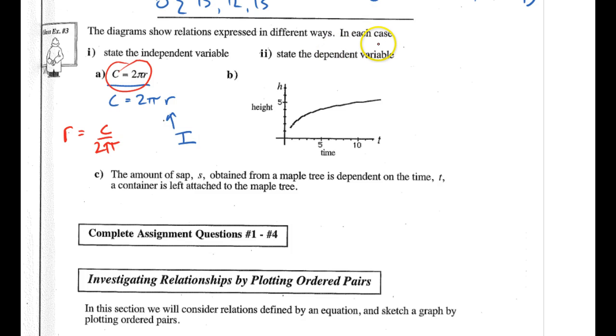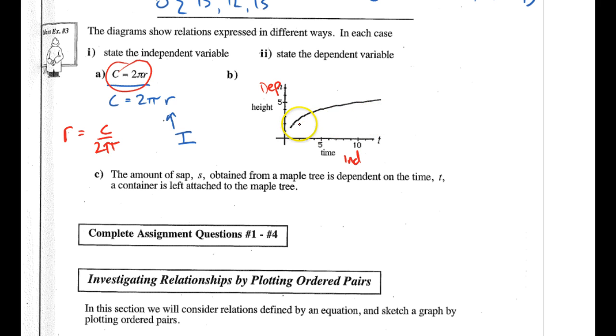All right, look at this one. State the dependent. Well, this one is time. Time is usually the independent variable, and the height is the dependent. Here's a way of looking at it. Dependent, okay, because this is somebody's height as they're growing into adulthood.